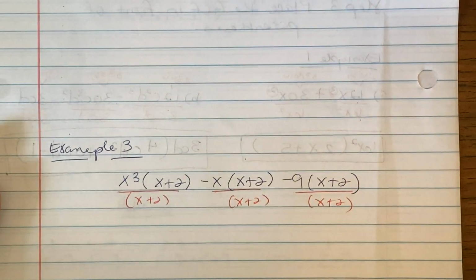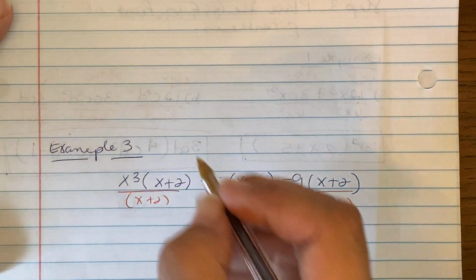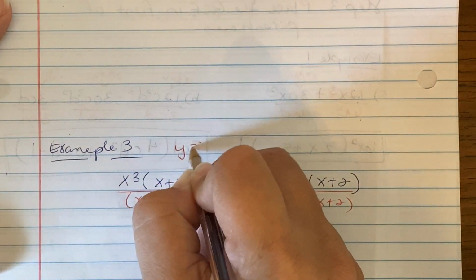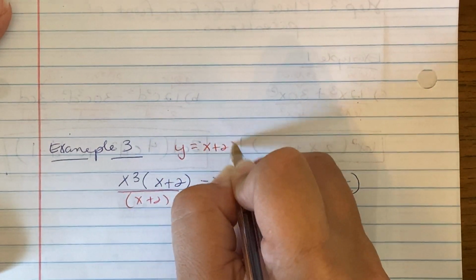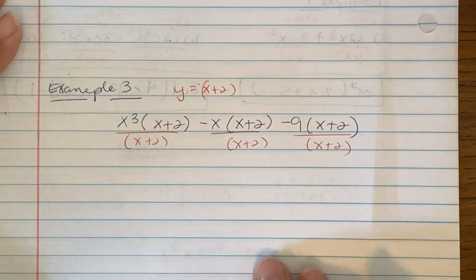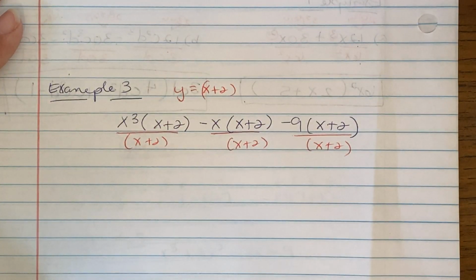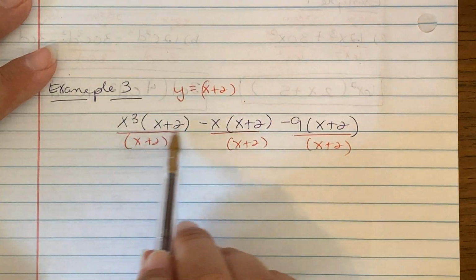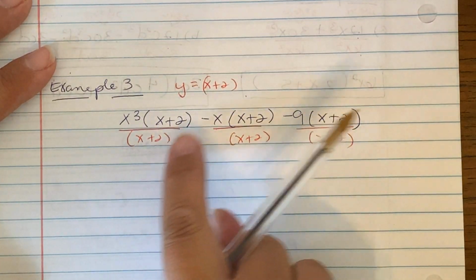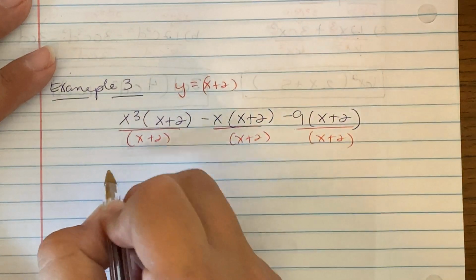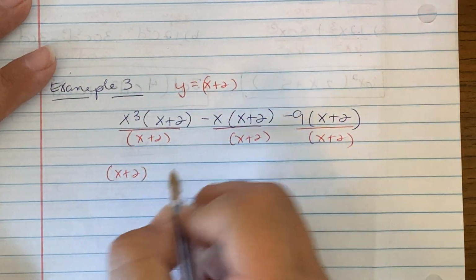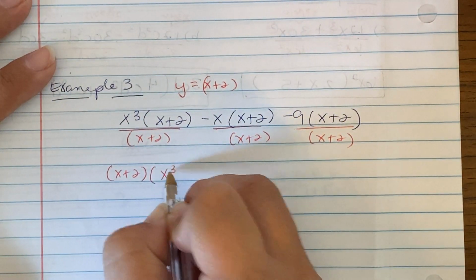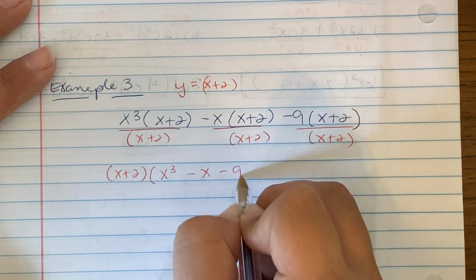So another way of writing this, if you wanted to think about it, you can use a different variable. You can say y equals the parentheses x plus 2. Now, why did I use the substitution? So first thing, if we just based it off what we had at the start, we noticed that the bubbles are the same for all of them. So x plus 2 is on the outside. And then you're left with x cubed minus x minus 9.